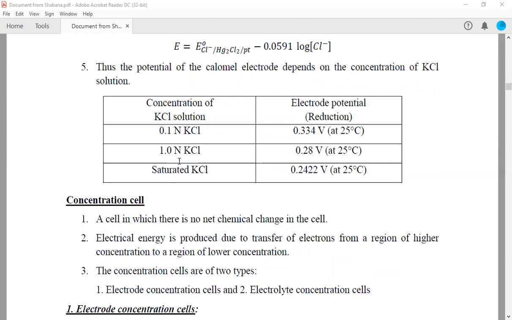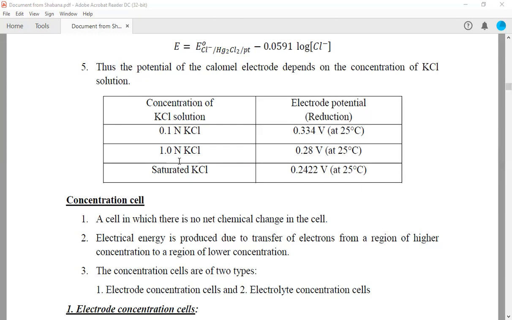We have to remember 2 points in the concentration cell. One is that the net chemical change in the cell is 0, that means there is no net chemical change in the cell. And the second condition is that the electrical energy is produced by the transfer of electrons from the region of high concentration to the region of low concentration. That means the transfer of electrons takes place from anode to cathode. And the concentration cell is of 2 types. They are electrode concentration cell and electrolyte concentration cell.